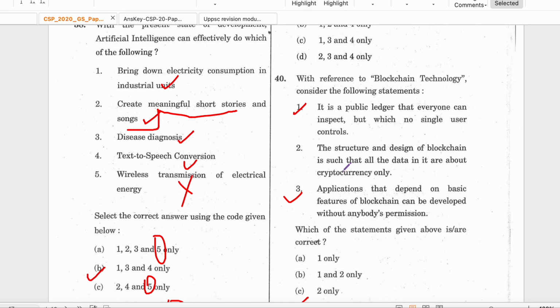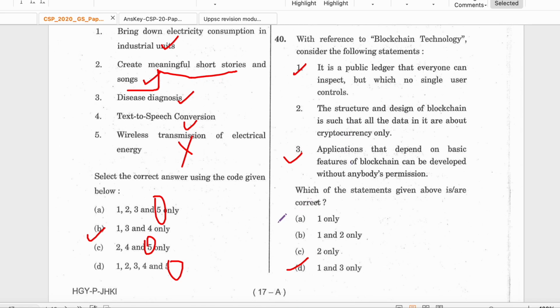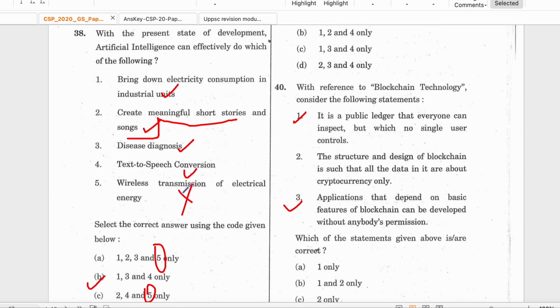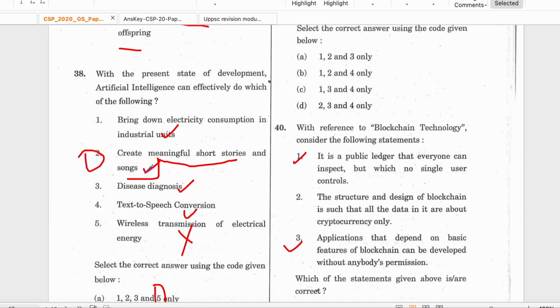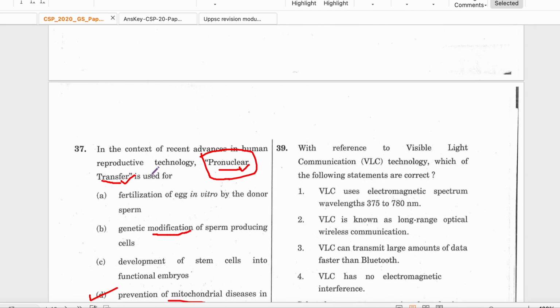Wireless transmission of electrical energy. Electrical energy needs the transfer of electrons, so how can it be a wireless thing? If it were possible, it would have been done earlier. So this option is absurd. Then if you choose 1, 2, 3, 4, 5 and see, sir, option D is not working. Option D always gives a positive result, but be mindful. At least read the statements and try to apply common sense. If you eliminate this, you will arrive at the answer. The creation of stories and songs is a controversial thing, but it is becoming possible day by day.